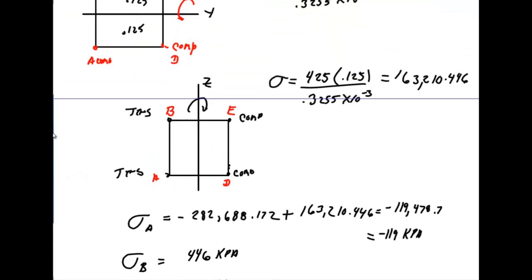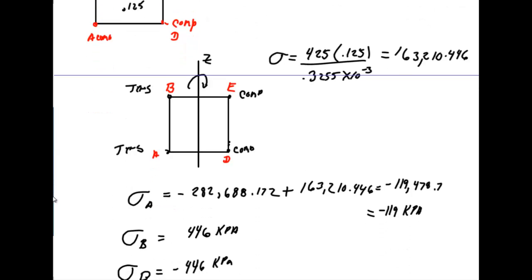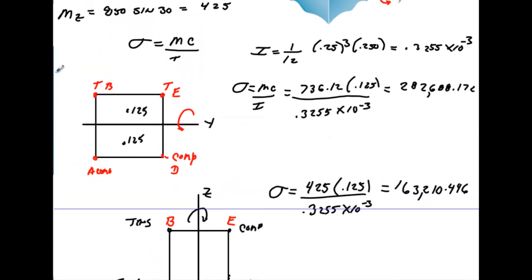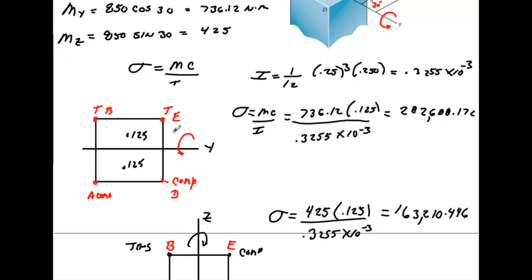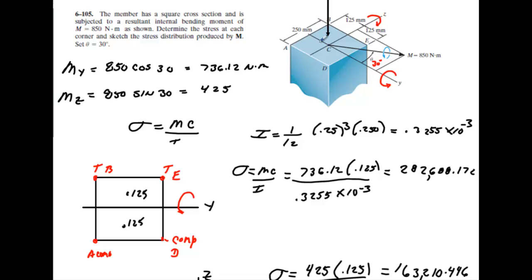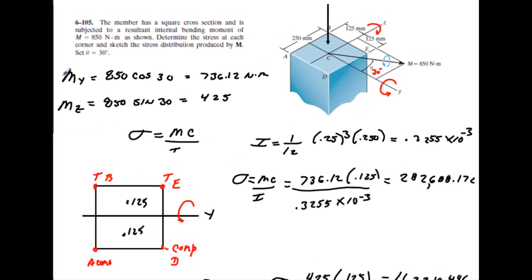We look at E. We got tension here and compression here, so we're going to make this one positive and this one negative, and when we do that, we will get 119 kilopascals. Again, if you take your time and just lay it out like this, it's really difficult to make mistakes. I think it's much better to do it this approach than deciding where you're going to let the C bars be negative and positive. All right, so that's a conclusion to 6-105.